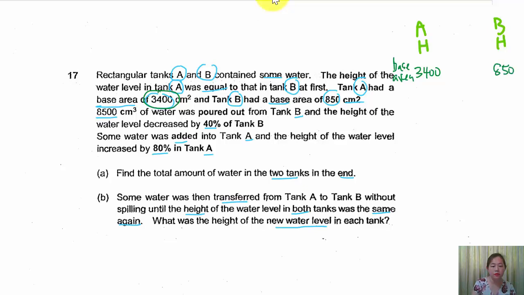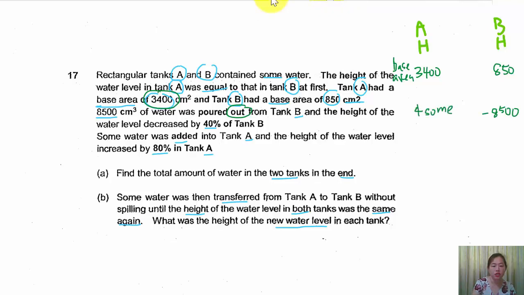So now what happened is that 8,500 cm cube of water was poured out from tank B. So we have to minus 8,500 here. And some water was added into tank A. So we have to plus a sum here.